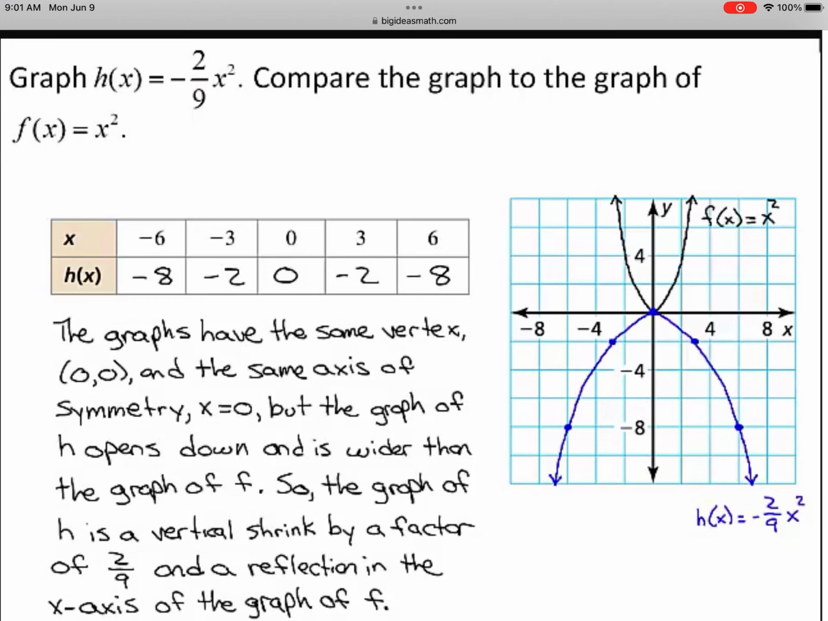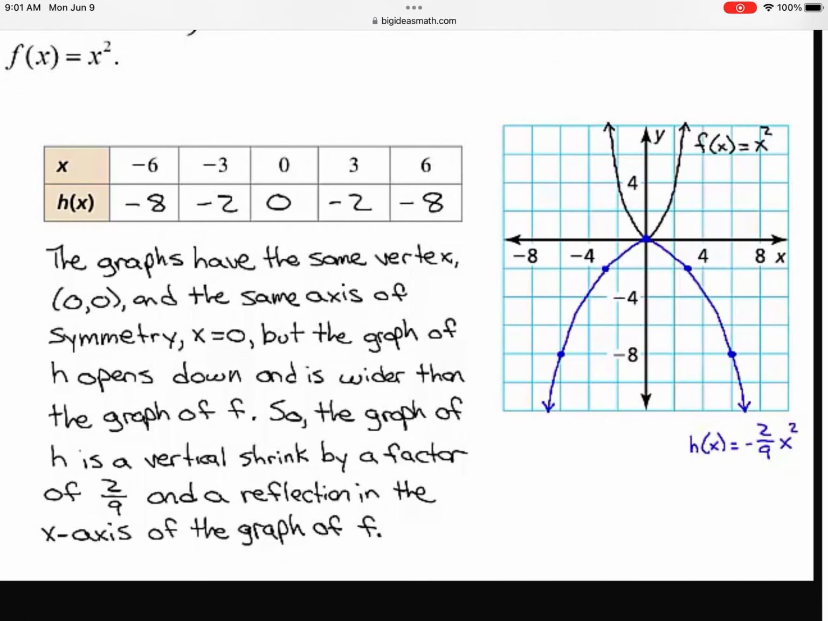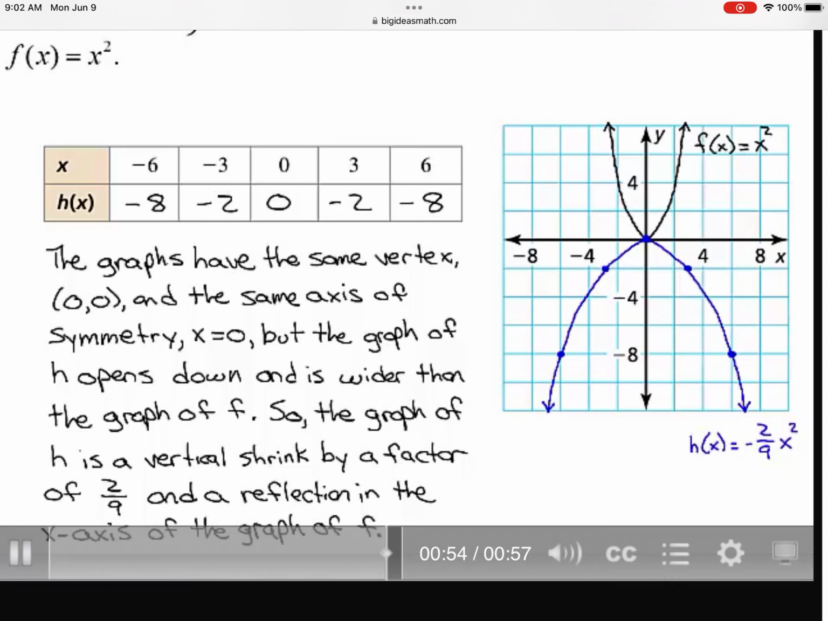The graphs have the same vertex (0, 0) and the same axis of symmetry x equals 0, but the graph of h opens down and is wider than the graph of f. So the graph of h is a vertical shrink by a factor of 2/9 and a reflection in the x-axis of the graph of f.